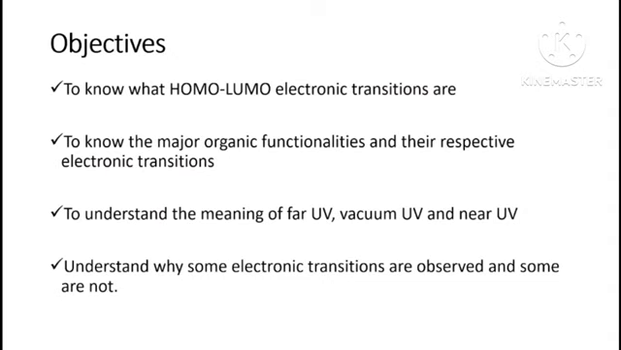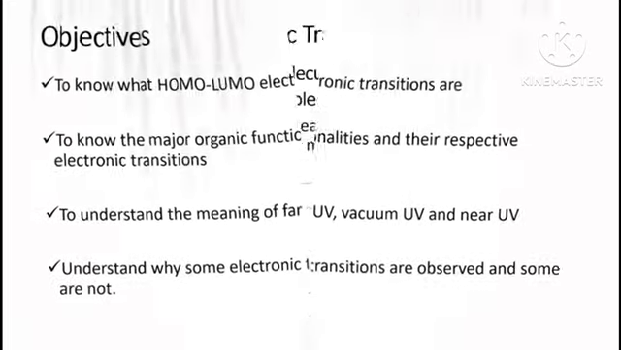And also we'll look at some electronic transitions and why some are observed and why some are not observed. Several electronic transitions can occur, but not all of them are observable. You might be able to observe some of them and some of them you wouldn't be able to observe. We want to know the reason behind that. So these are the objectives for today's video, and not to waste much time, let's jump right into the main content.